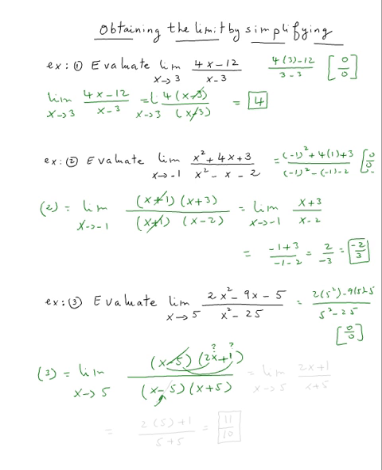Now here I'm going to simplify x minus 5. So this is a limit of 2x plus 1 over x plus 5 as x approaches 5. Now just plug it in. So 2 times 5 plus 1 over 5 plus 5, and that's 10 plus 1, 11 over 10, and this is your limit. That's pretty easy. So that's it for these examples.